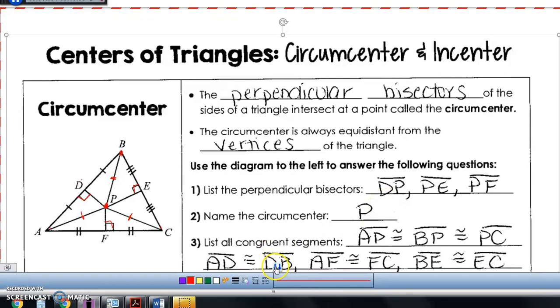Alright, and then it asks you to label the congruent segments. So you see that the sides are labeled. So like BE and EC are equal. That's here. BD and AD are equal. That's here. AF and FC are equal. Okay? And then all of these are equal. From the vertex to the circumcenter, these three are equal. So AP, BP, and CP are equal to each other. Okay? So make sure you get those written down.